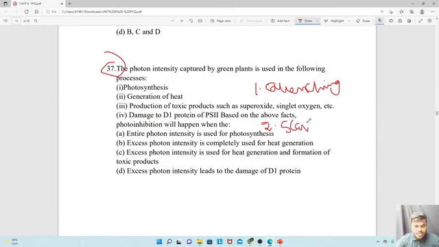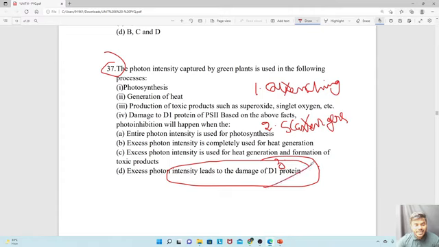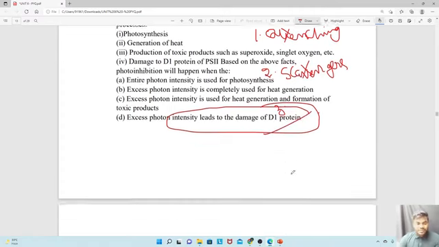Scavenger molecules, like carotenoids, ascorbate, all this. Then finally, what happened? If these two defense mechanisms fail, immediately what happens, friends? Excess photons will directly go and damage the D1 protein.